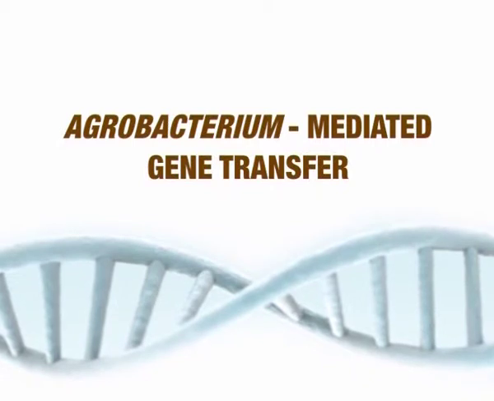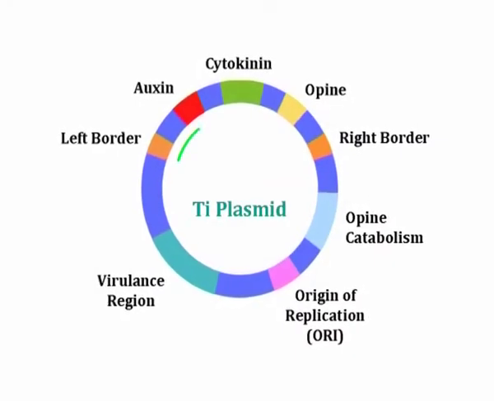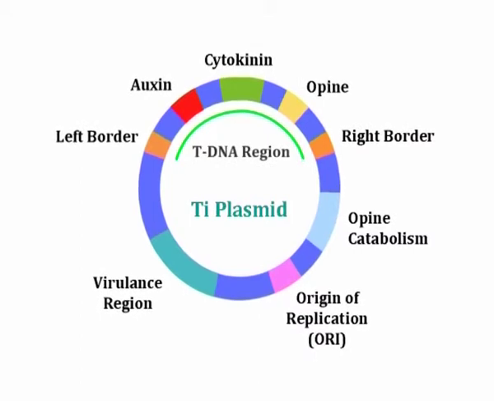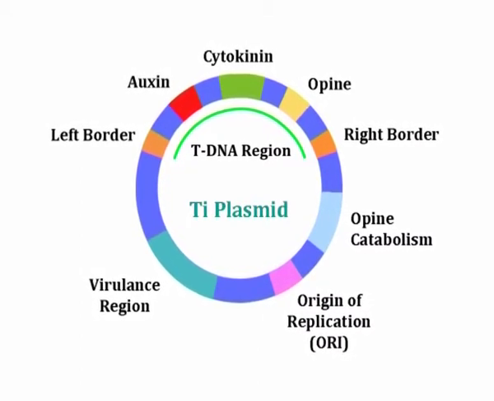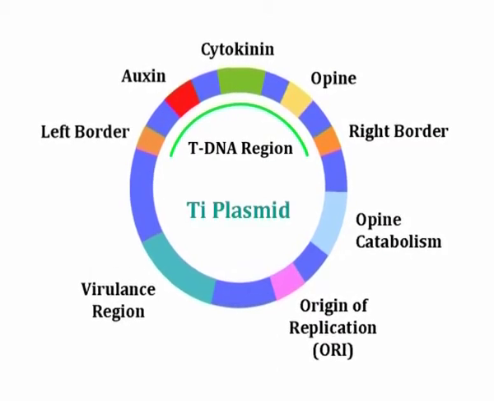Agrobacterium-mediated gene transfer. The Agrobacterium bacteria are called natural genetic engineers, as they can transfer part of their plasmid called T-DNA into infected plant cells causing crown gall disease. This ability of bacteria is exploited for the delivery of transgene to plants.